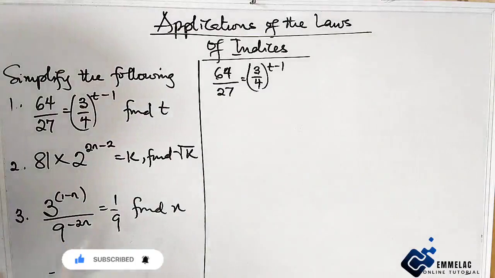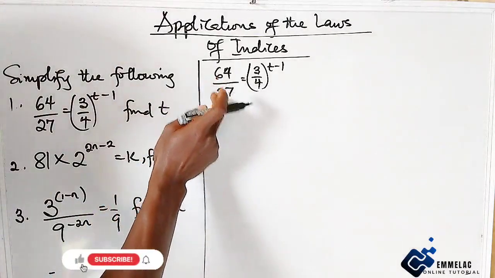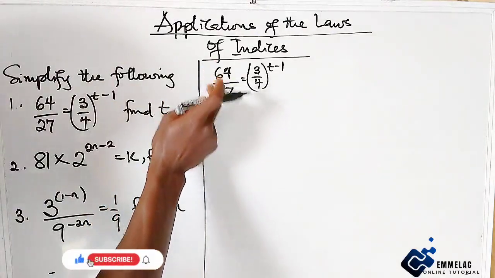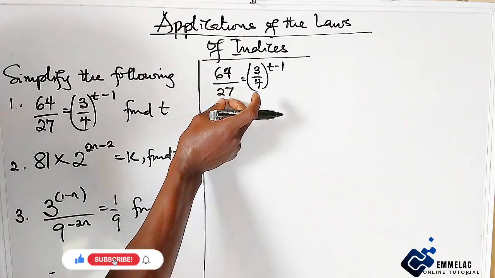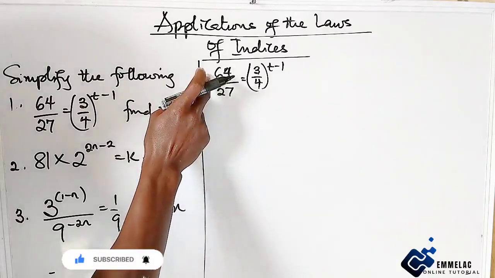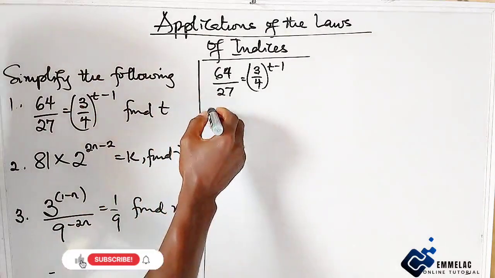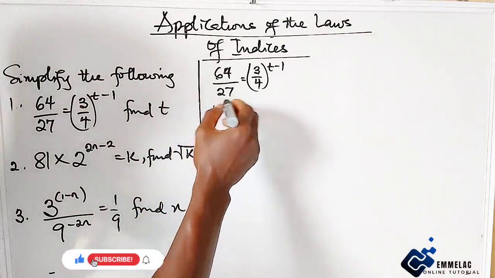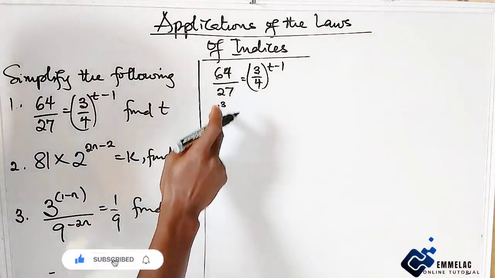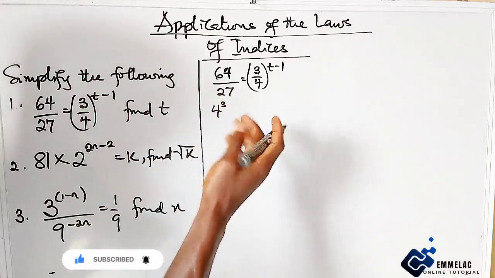For us to do this, we need to raise this to an index form. By raising this to an index form, it means we have to look for a base and raise it to a power that will give you 27, and a base that will raise to a particular power to give you 64. Here, 4 raised to the power of 3 will give you 64, because 4 times 4 times 4 gives 64.